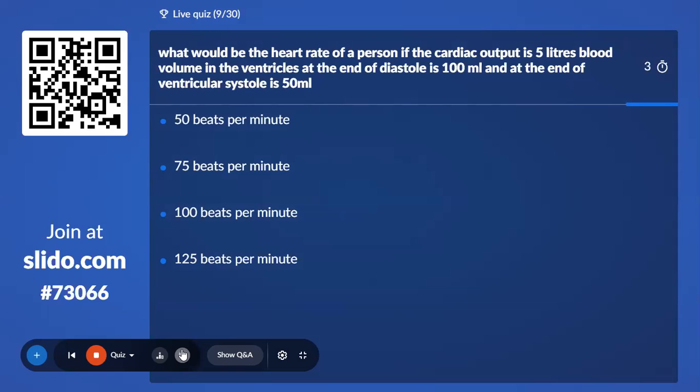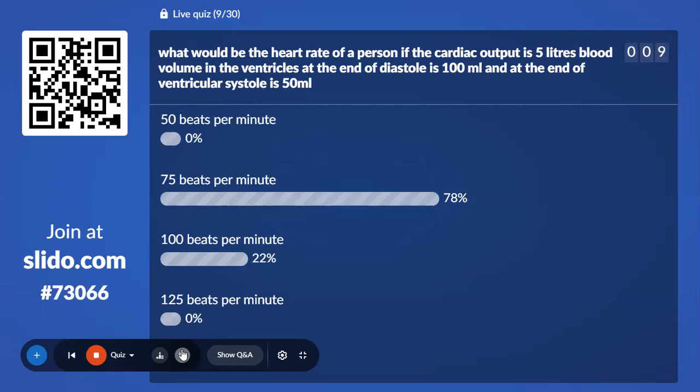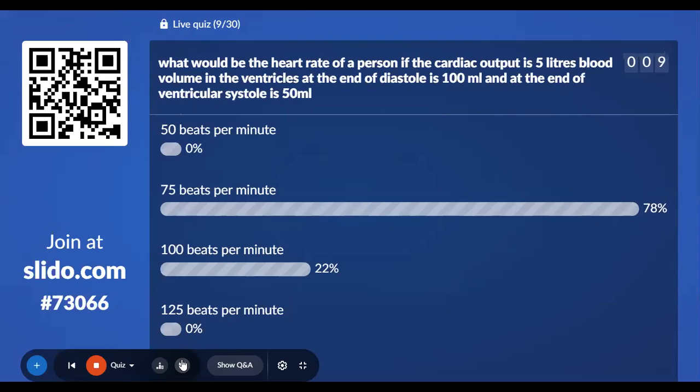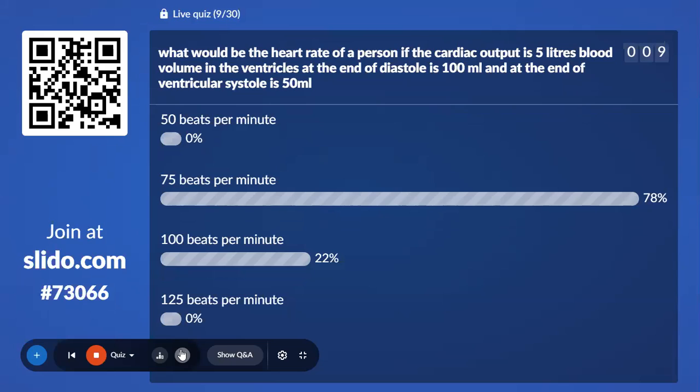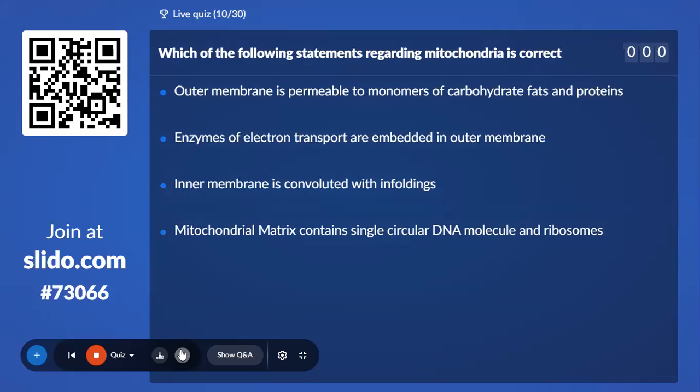Revealing the poll rate before you. And finally, 75 beats per minute is the option marked by 78% of the students. Oh, let's move on to reveal the correct answer. And it's option C, 100 beats per minute. Only 22% students marked it as correct. Let's check the leaderboard. Oh, there is no leaderboard after the 9th question.